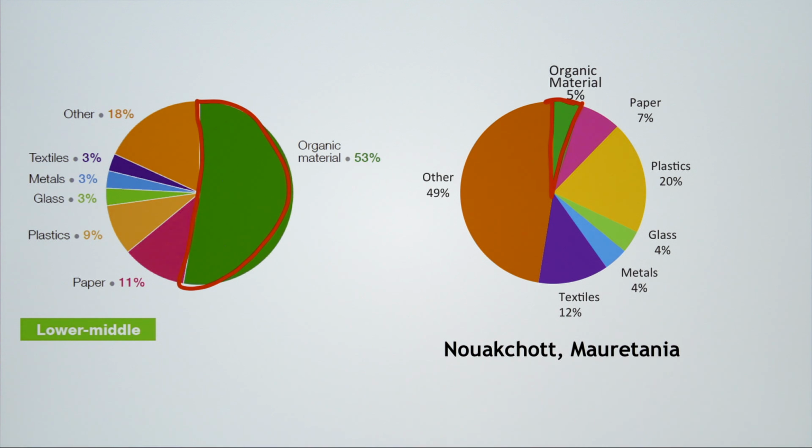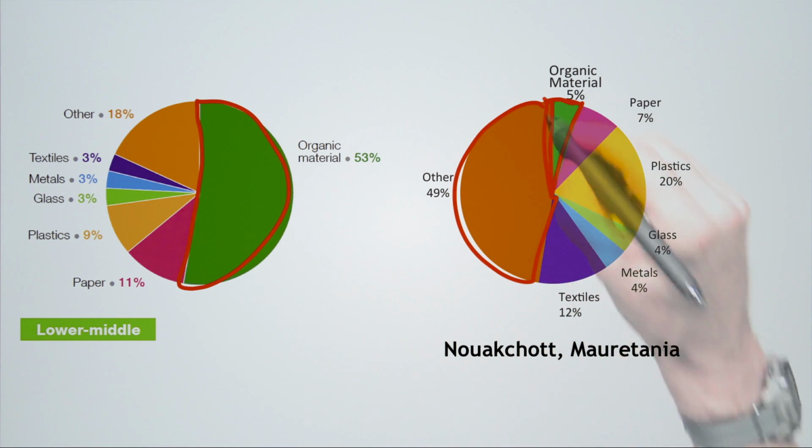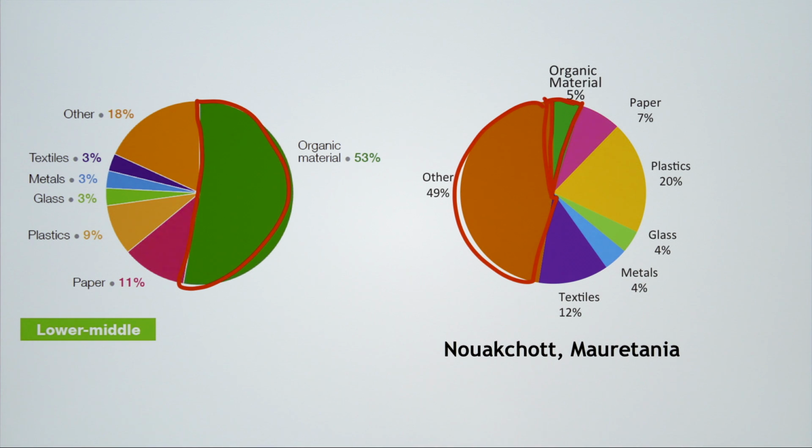So why is this? In Nouakchott, in Mauritania, many households have goats, or they have friends that have goats. And most of the organic material, kitchen scraps from the households, are fed to these goats. That is why the organic fraction in the residual waste for collection is only 5%. On the other hand, there is a significant amount of other, which is mostly sand and stones, given the desert area of Mauritania.